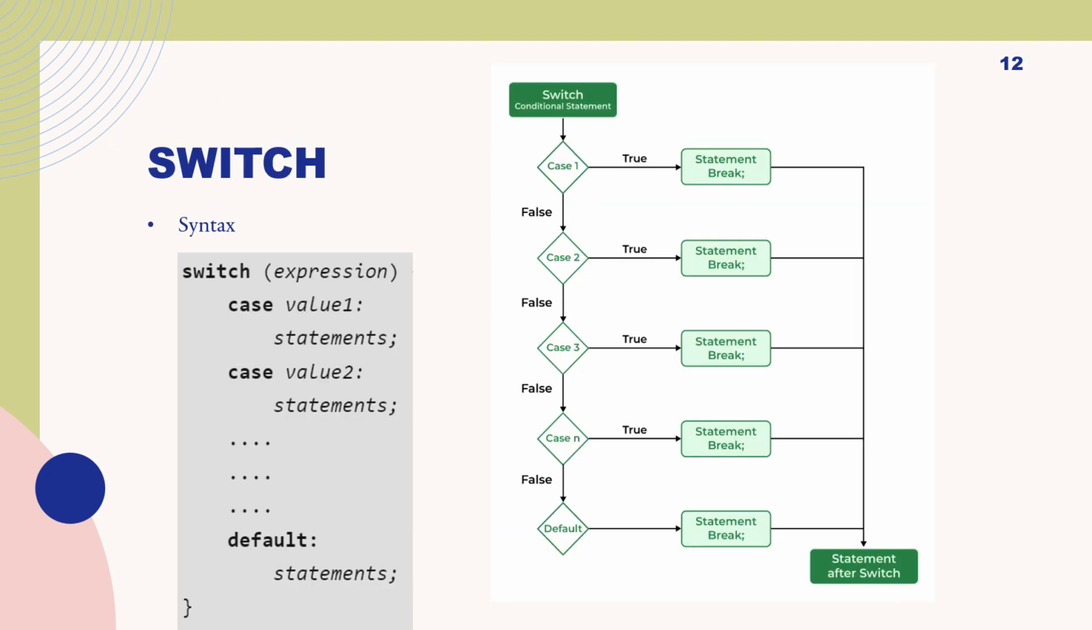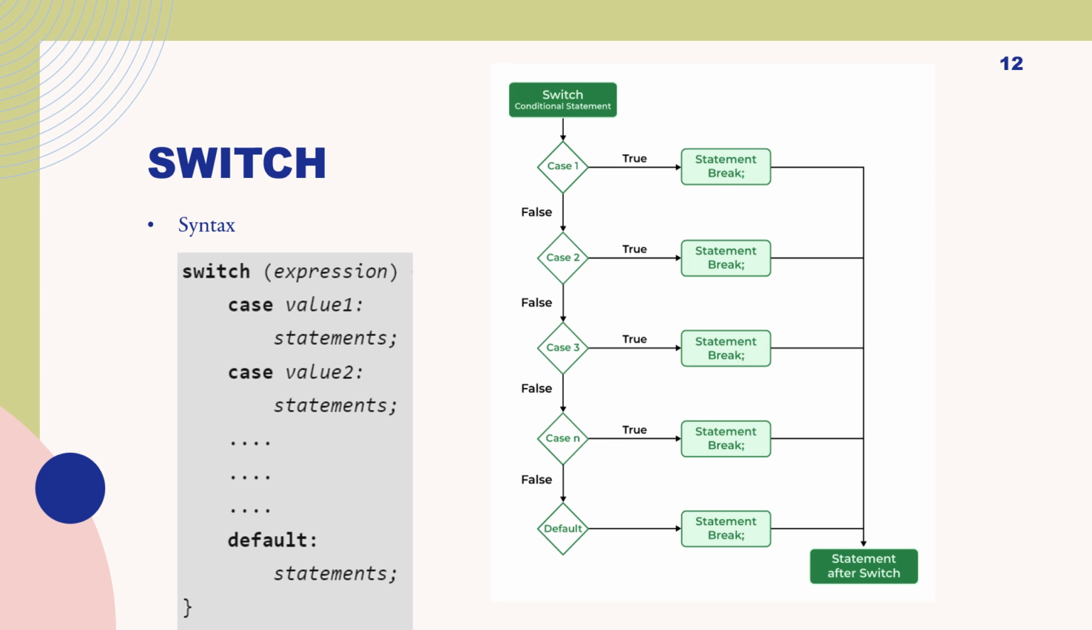Then here you can look into the syntax of the switch statement. In a switch expression, if the case value is 1, it will execute the statements under that. If the case value is 2, it will execute the next set of statements. Otherwise, it will move on to the default statement execution. Here you can see the flowchart also.